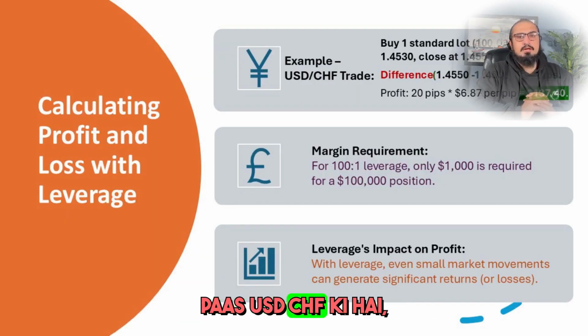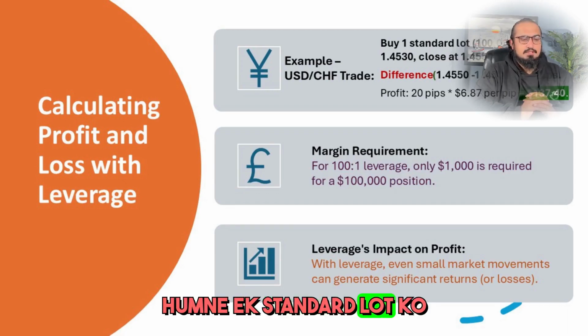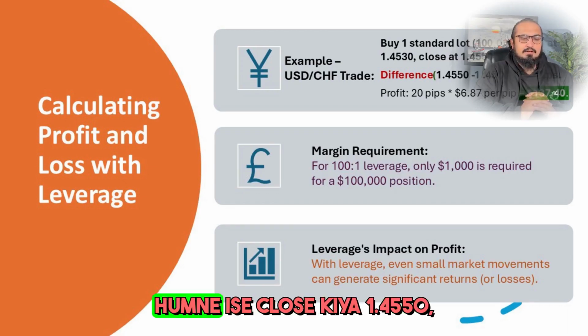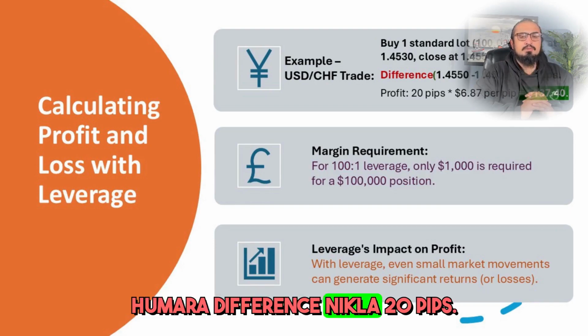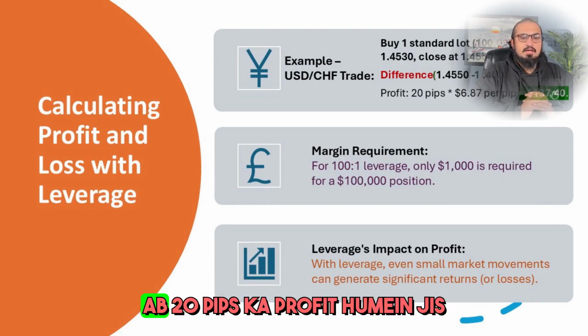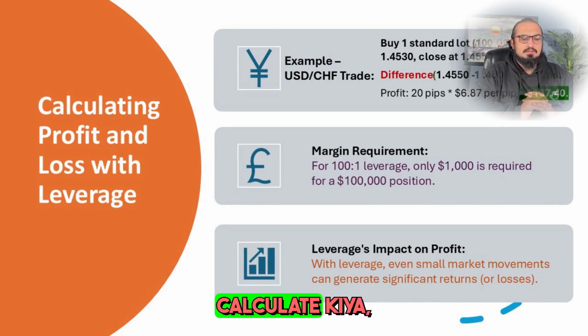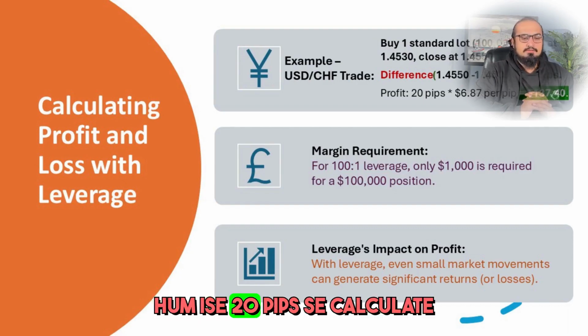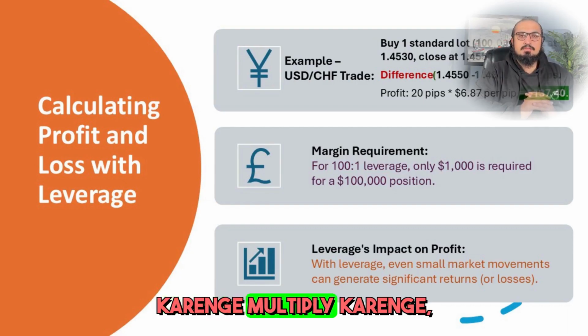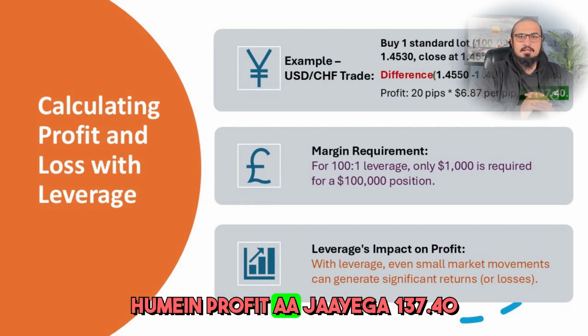Now, another example we have is USD CHF. We bought one standard lot at 1.4530. We crossed 1.4550. Our difference came out to be 20 pips and a profit of 20 pips. As we calculated before, the standard lot pip profit is 6.85. So we will calculate it with 20 pips.